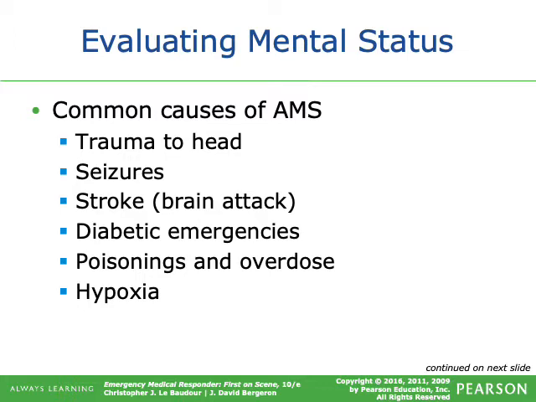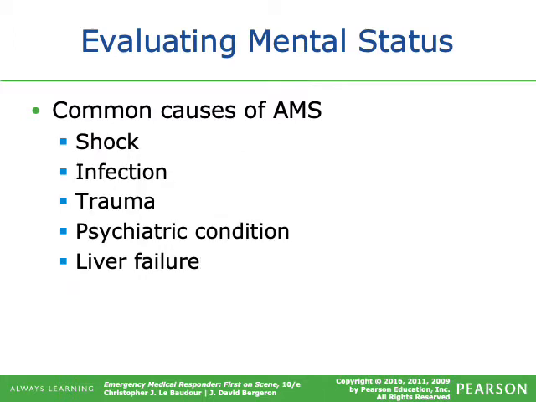All right, some common causes of altered mental status are trauma to the head, seizures, stroke or brain attacks, diabetic emergencies, poisonings or overdoses, hypoxia, shock, infection, trauma, psychiatric conditions, and liver failure. So what do you think the most immediately life-threatening causes are? Head injury ranks up there high, shock, infection, strokes. They're all very severe.